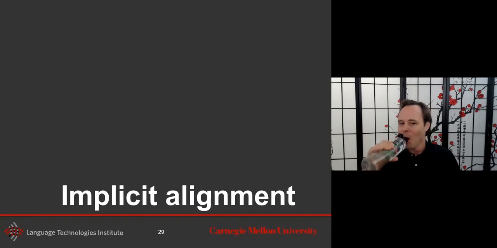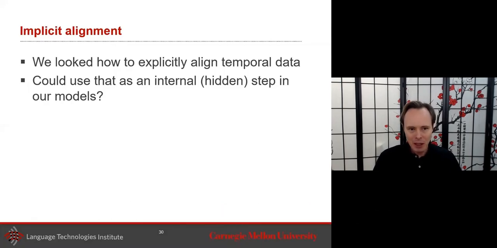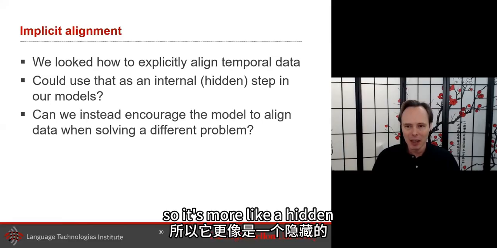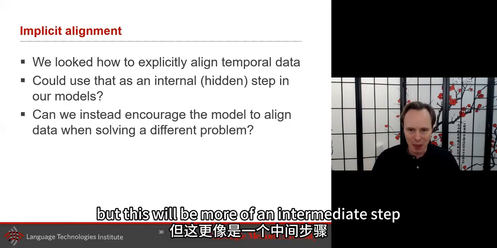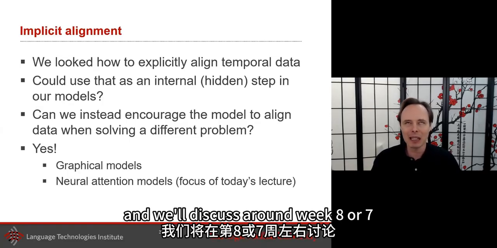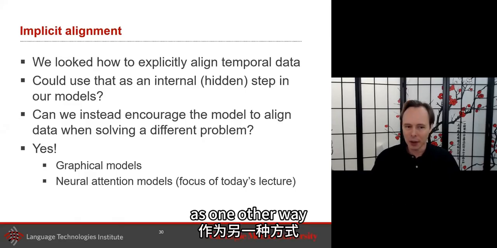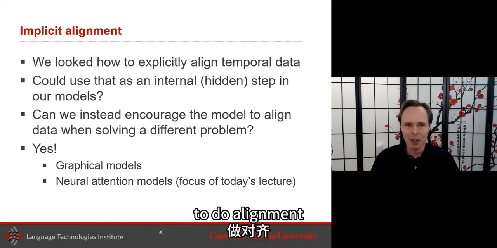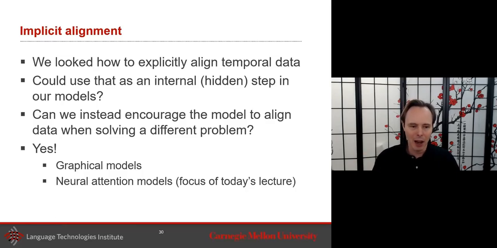In this case, we will do the implicit alignment, so it's more like a hidden one. Can we instead encourage the model to align, but as more of an intermediate step? There have been quite a few approaches for that, and we'll discuss around week 7 or 8. We started a bit in week 7 about graphical models as one other way to do alignment and to study how random variables are linked together.